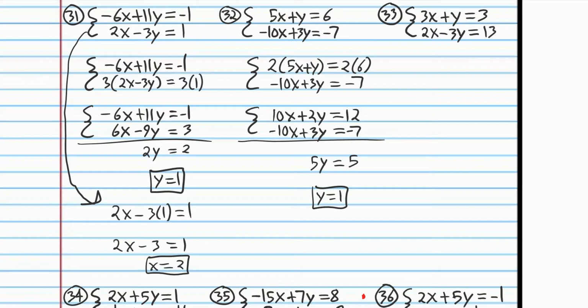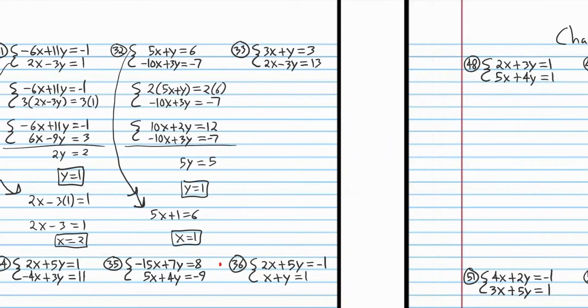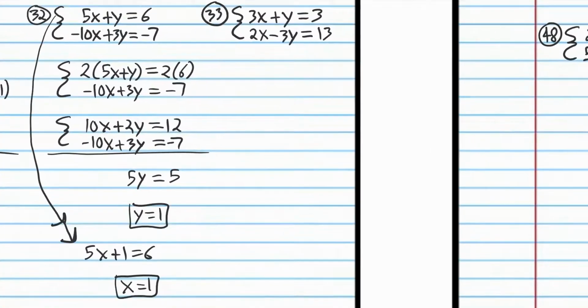Then I'm going to use the top equation. Plug in 1 for y. Subtract 1 from both sides, divide both sides by 5, and you get x is equal to 1. All right, so hopefully you got the idea there.